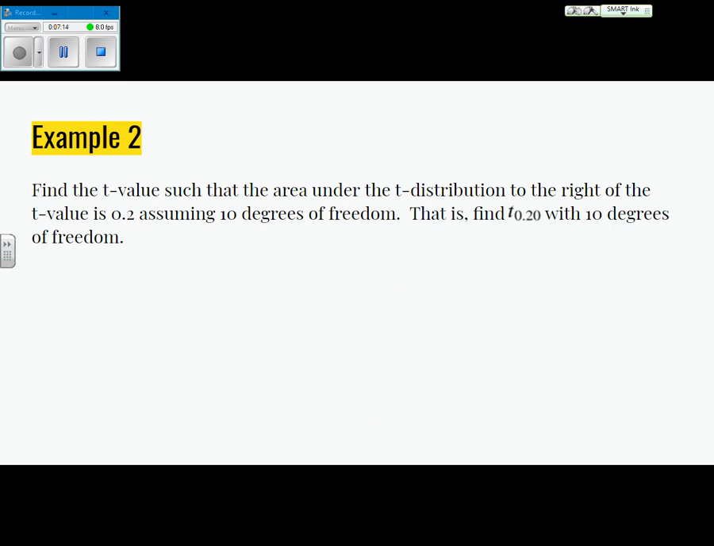I want to find a t-value such that the area under the t-distribution to the right of the t-value is 0.2. Okay, let's draw that real quick. So I've got my normal distribution. I want this area over here to be 0.2, assuming that I have 10 degrees of freedom. If you don't remember about degrees of freedom, it's okay right now. We'll brush up on it in just a minute. And so I'm looking for this t-value.